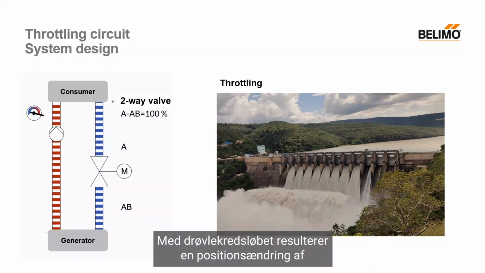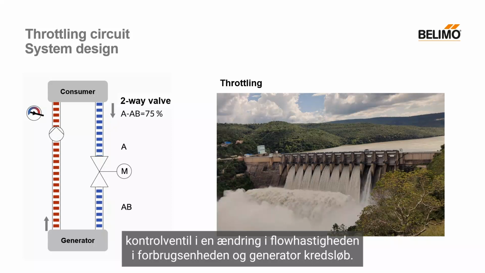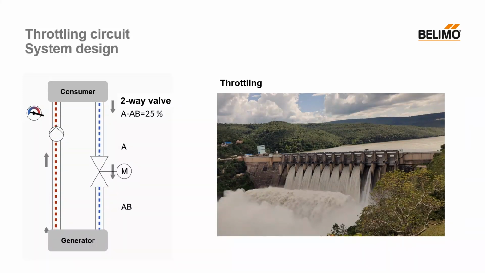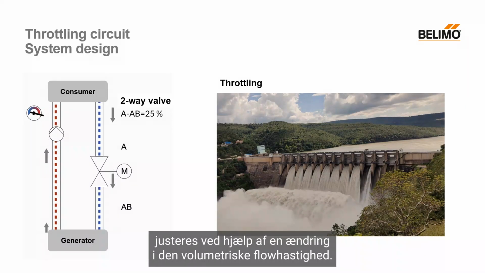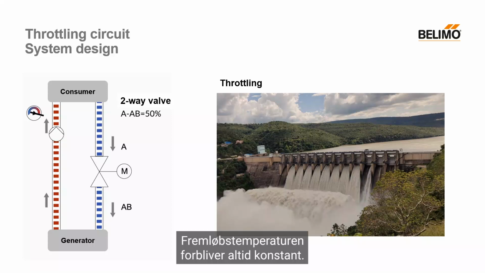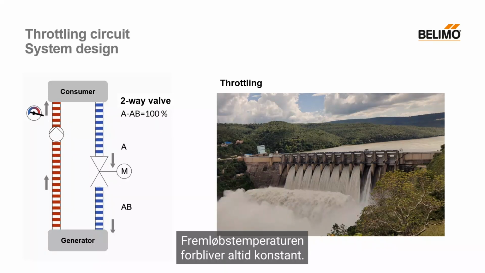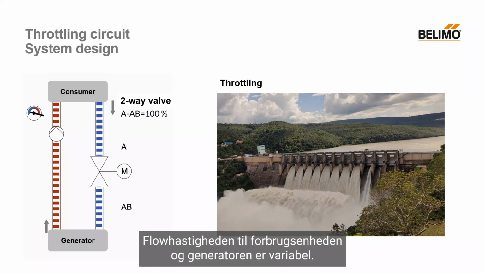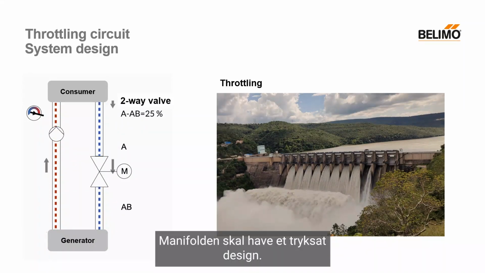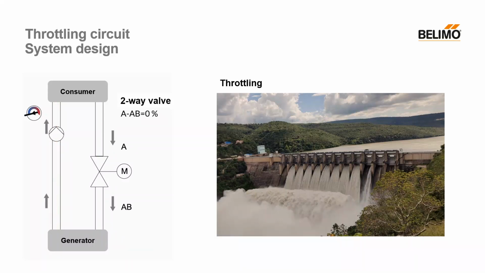With the throttling circuit, a position change at the control valve results in a change in the flow rate in the consumer and generator circuit. The current output at the consumer is adjusted by means of a change in the volumetric flow rate. The supply temperature always remains constant. Properties of the throttling circuit. The flow rate at the consumer and at the generator is variable. The manifold must have a pressurized design.